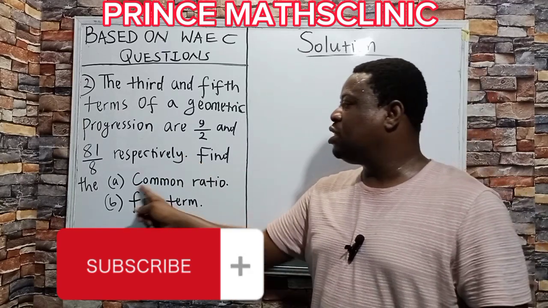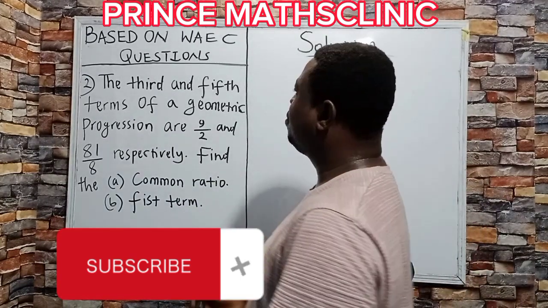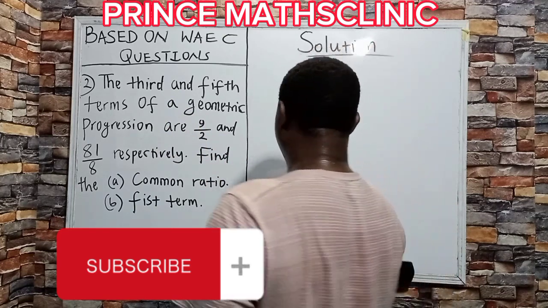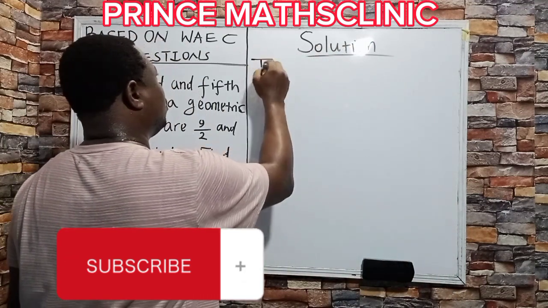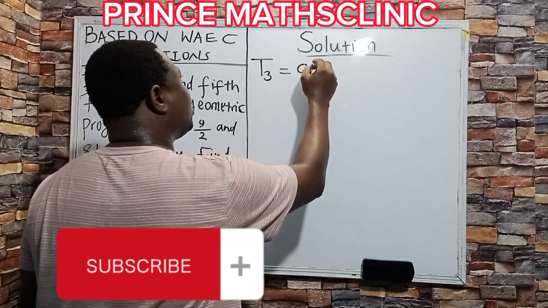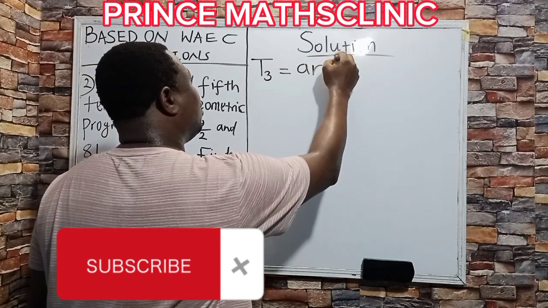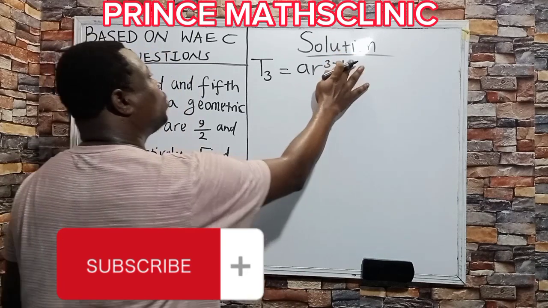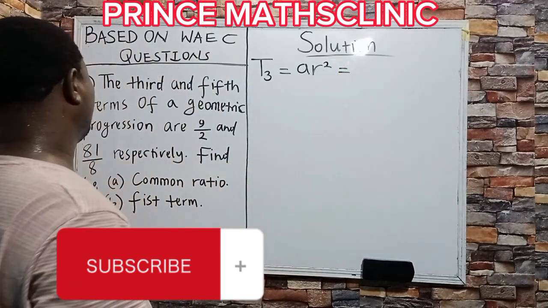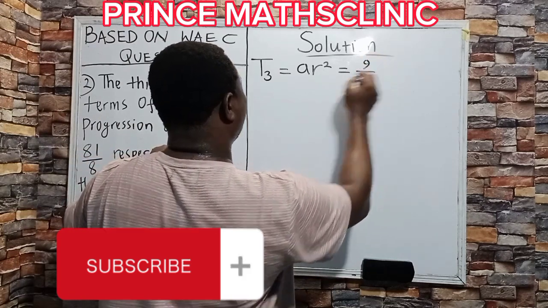We are to find the common ratio and the first term. So let's pick the data. The third and the fifth term. For the third term, where n is 3, it will be the first term, which is a, times the common ratio r to the power of n minus 1, and 3 minus 1 is 2. We're told that the third term is 9 over 2.